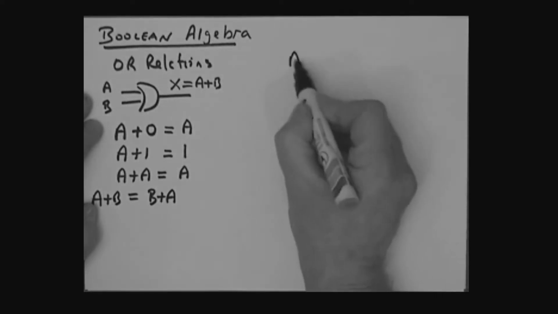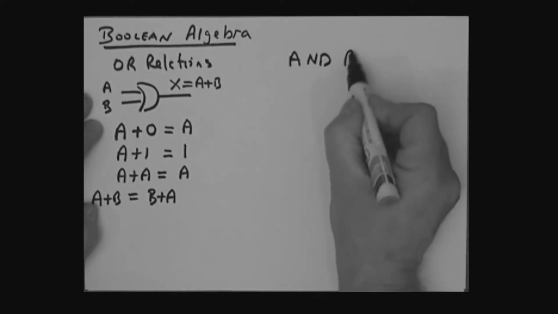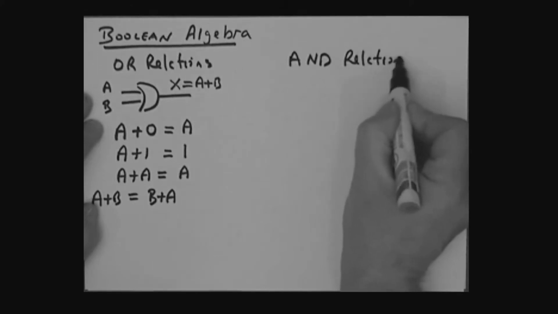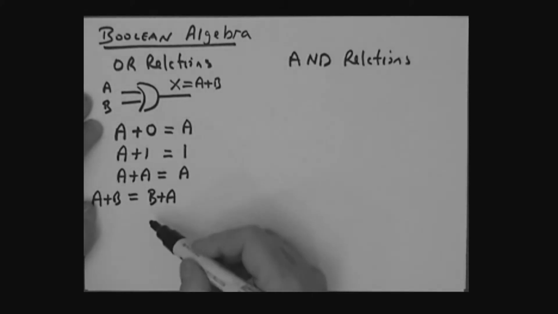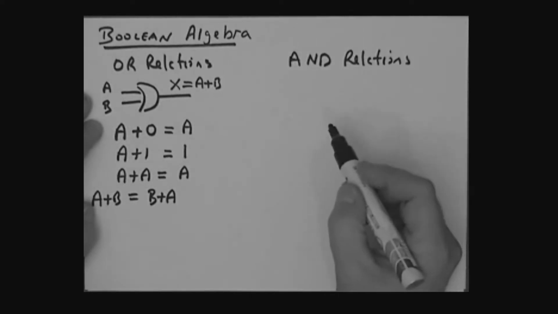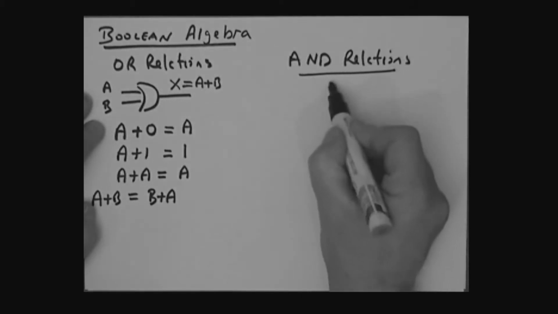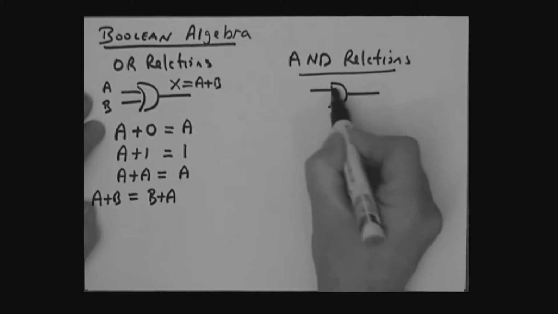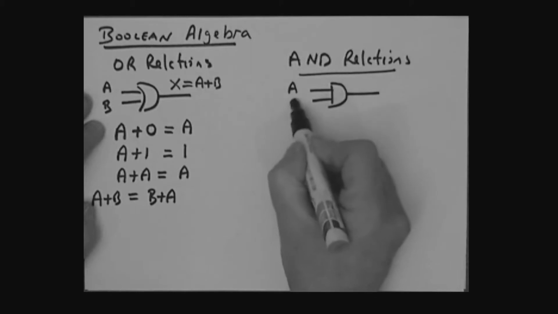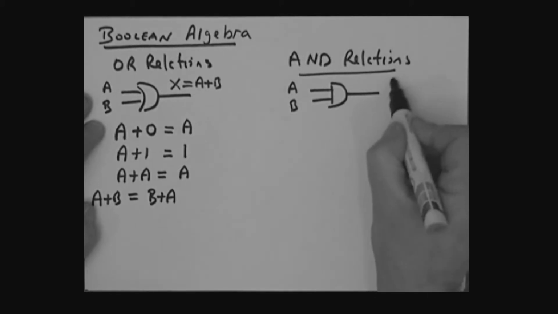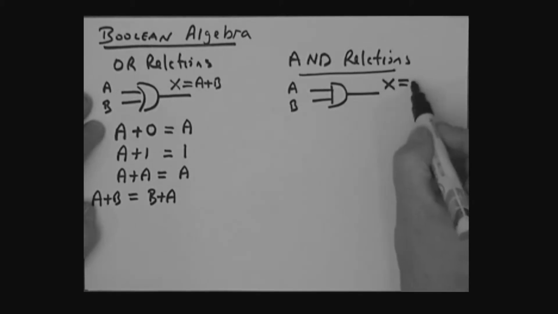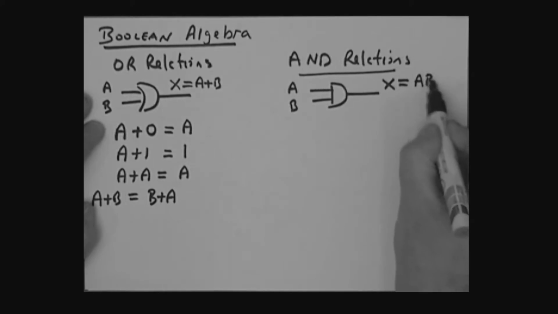Let's look at some AND relations. What we're going to end up with is a list of Boolean identities, not that many really. So AND relations. Once again, let's draw the little gate function. Here we have our gate. This is A, this is B, and the output, let's call it X. X is A AND B.